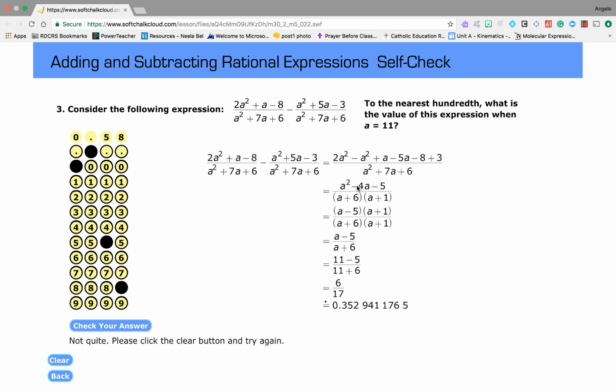The same thing is going to happen when you do the top: a squared minus 4a minus 5. So what two factors make negative 5, and when you add them, make negative 4? Negative 5 times positive 1 makes negative 5 when you multiply them, and when you add them, you make negative 4. So from there, you will realize that a plus 1 cancels out, and you have a minus 5 and a plus 6. Now you can make it easier for your life by doing 11 minus 5 over 11 plus 6. That's one way you could do this question.